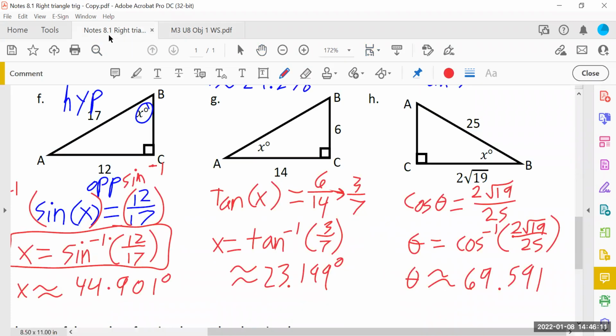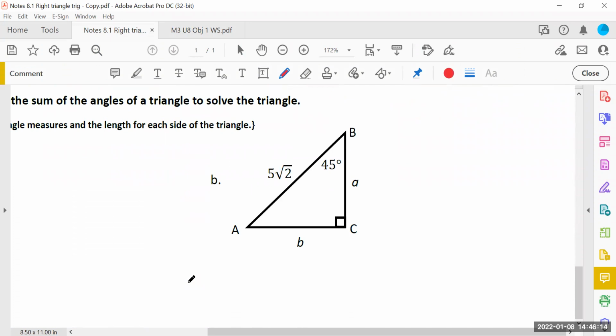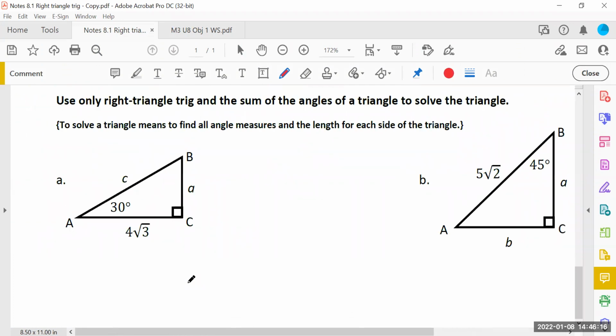The last couple of things that we're going to go over today are completely solving right triangles, which really means putting together everything we've been doing and getting the exact answer, or the approximate answer, for all the pieces of a triangle. So what's the missing side? What's the missing angles? Fill it all in.